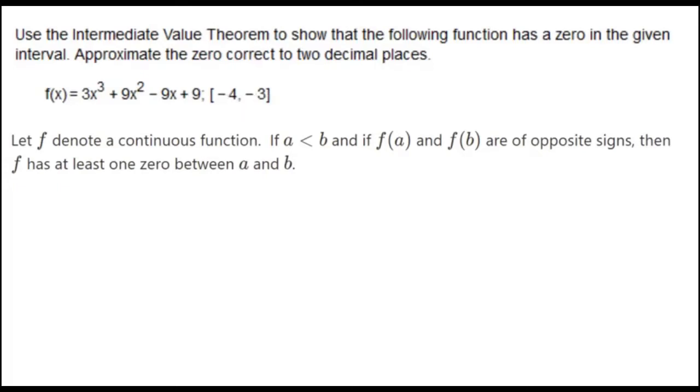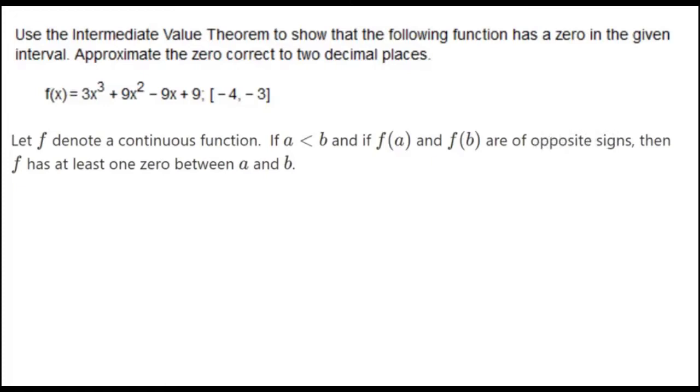I've written out the intermediate value theorem here. Let f denote a continuous function. If a is less than b, and if f of a and f of b are of opposite signs, then f has at least one zero between a and b. So in order to prove that there is a zero on this interval from -4 to -3, we need to show that the y values at those points have opposite signs.